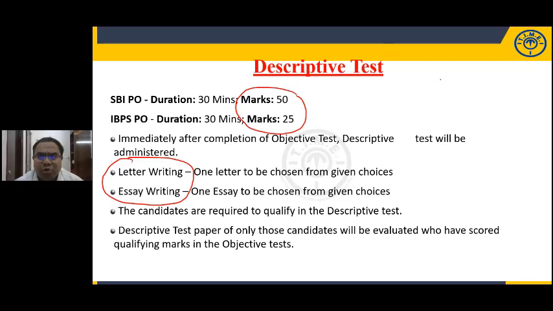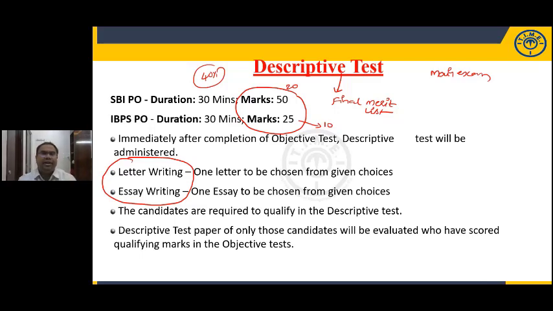For the descriptive paper, only those candidates who clear the main exam will be evaluated, and the marks obtained in the descriptive test are added in the final merit list. You have to be careful. Generally the cutoff is 40%. That means in the SBI exam the cutoff is 20 marks, and in the IBPS exam the cutoff is 10 marks. But don't try to score just 10 or 20. Try to maximize your score, because your final selection is based on your main exam plus interview. The main exam has objective and descriptive parts, and descriptive is added in your final merit list, so you try to maximize your score.